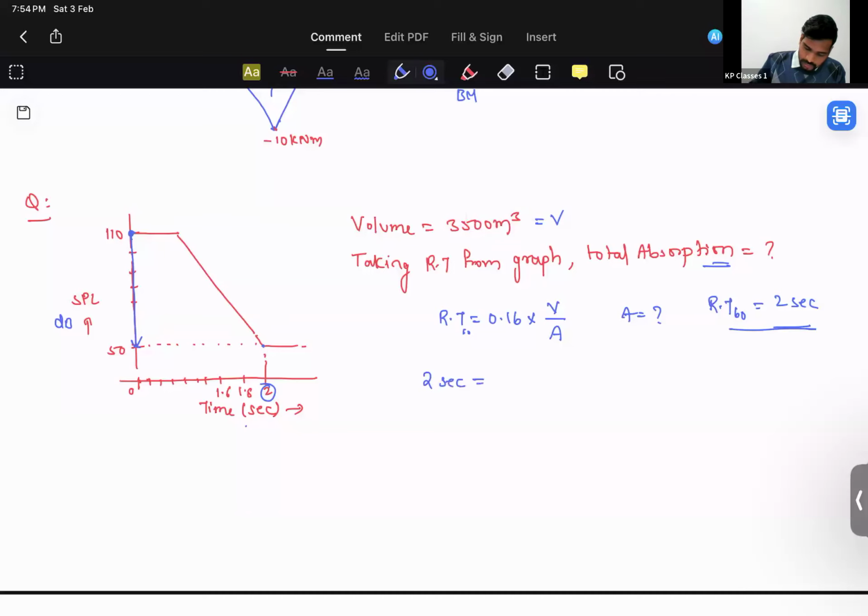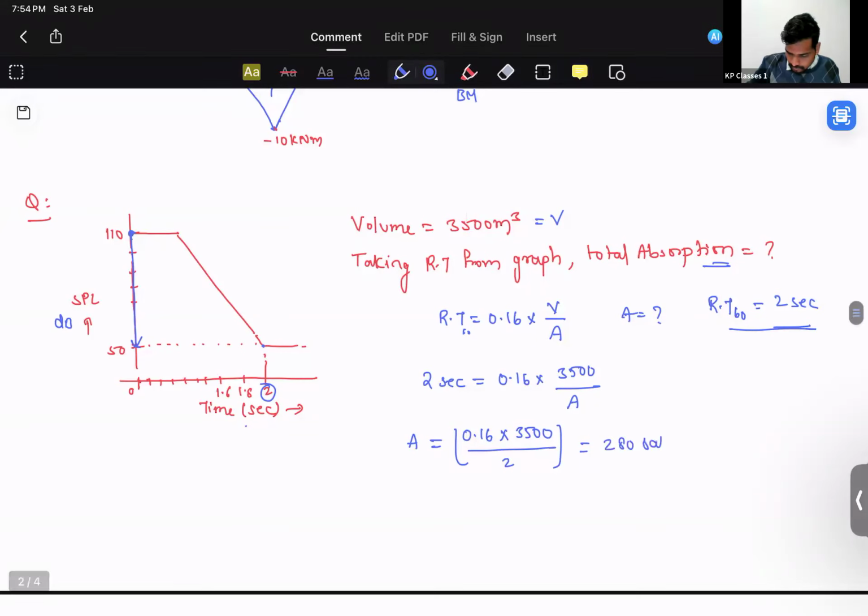So 2 seconds is equal to 0.16 into the volume 3500 upon the total absorption. Sound absorption A will be equal to 0.16 into 3500 divided by 2. That's going to give us an answer which you can calculate with your calculators. 3500 into 0.16 divided by 2 will give you 280. So the answer for this question will be 280, given those pieces of information.